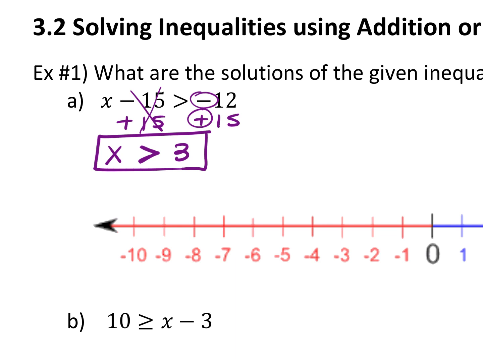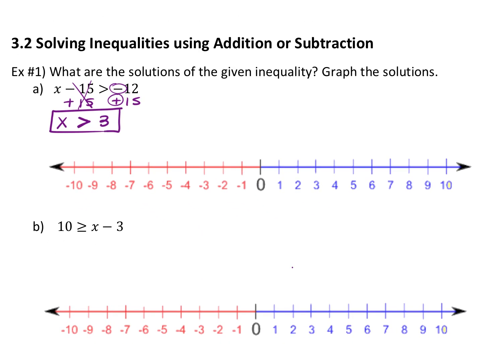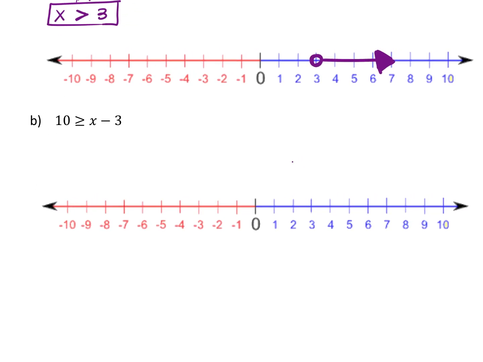How do you graph that x is greater than 3? Arrow to the right. And is it open or closed? Open. So an open dot at 3, and x is greater than 3. So it's the numbers that are bigger than 3 that we want to graph. So you draw that in, and that's your graph. Piece of cake, right? Okay. What do you do on B?